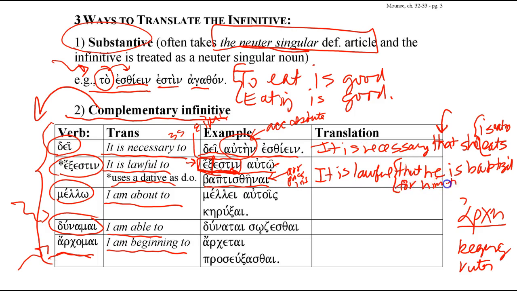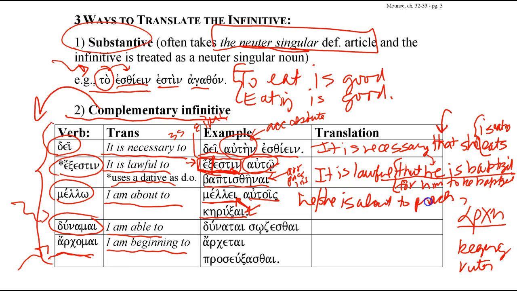The next sentence, mellei autois keruxai. This is he. Now notice that it's not mello, all right? So it's third person. So he, she is about to keruxai, preach to them.